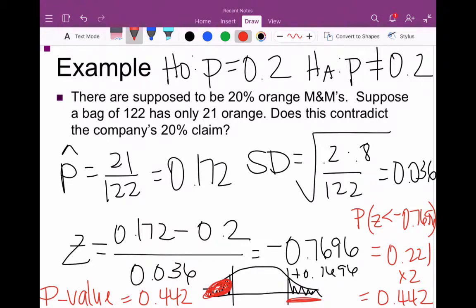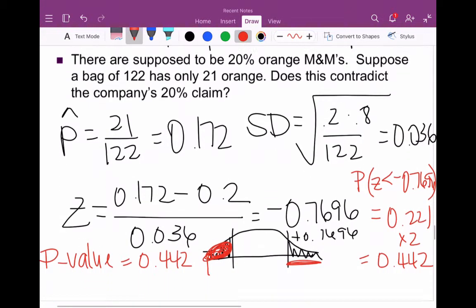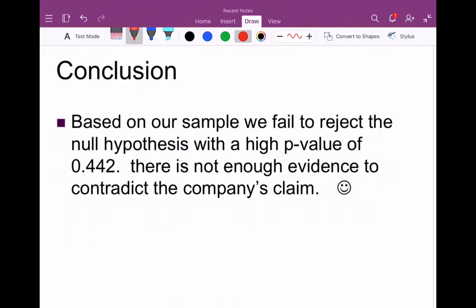So then when I write my conclusion, I will fail to reject my null hypothesis. So then my conclusion is written as, based on our sample, we failed to reject the null hypothesis with a high p-value of 0.442. There is not enough evidence to contradict the company's claim. So they could be wrong, but we don't have enough evidence to show that, so we failed to reject it, or we would retain our null hypothesis. So there's no reason to not believe that they actually do make 20% orange M&Ms.